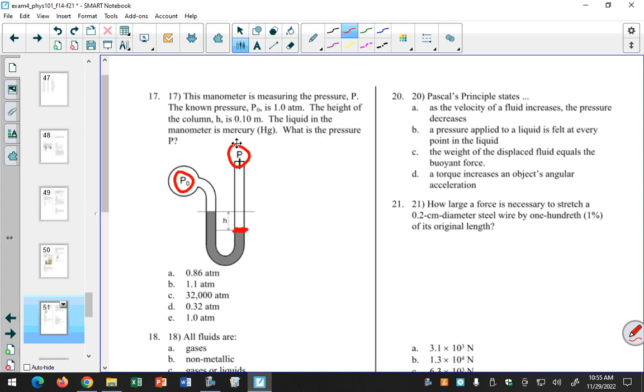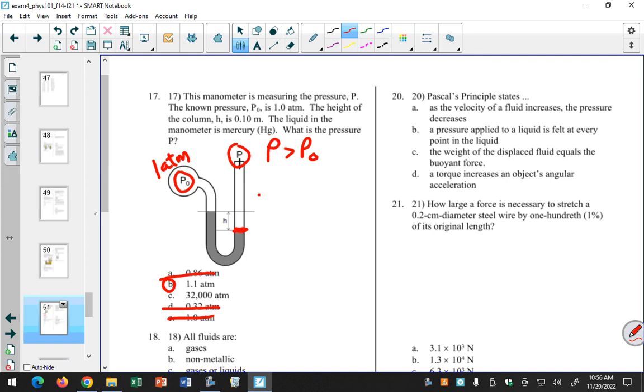The bigger pressure pushes that fluid down to a greater depth. So P is bigger than P naught. I know that P naught is 1 atmosphere, so I can get rid of some of these answers. I can get rid of those 3 answers. And then you could probably guess what the answer is from this point, right? You could guess and be almost certain that it's B. Well, let's just calculate it and we'll see.